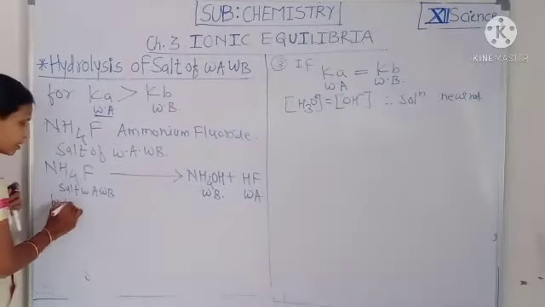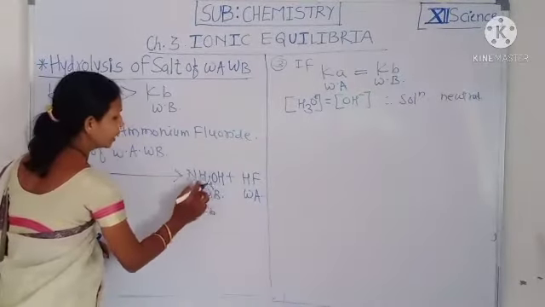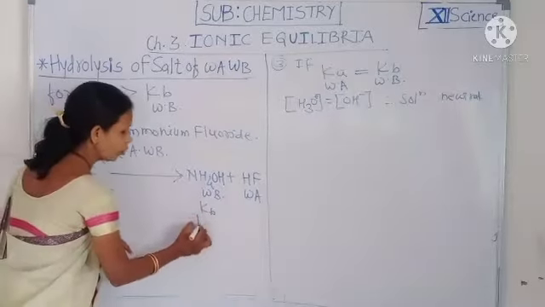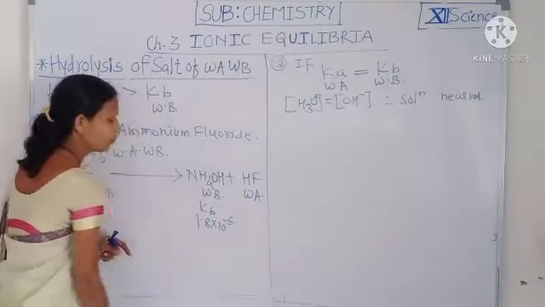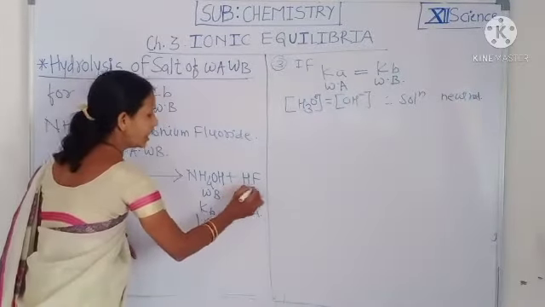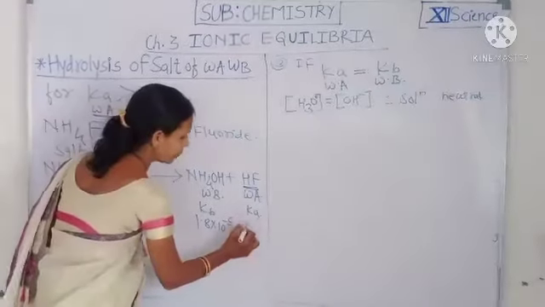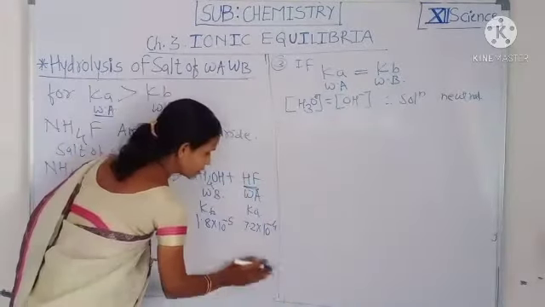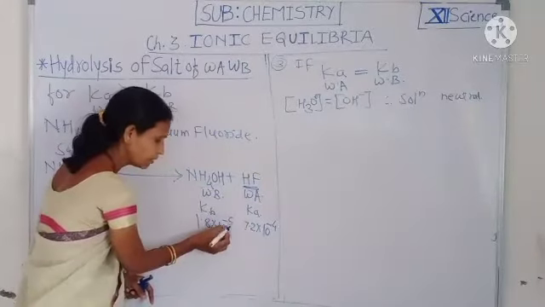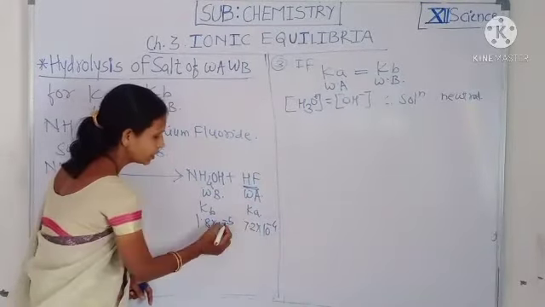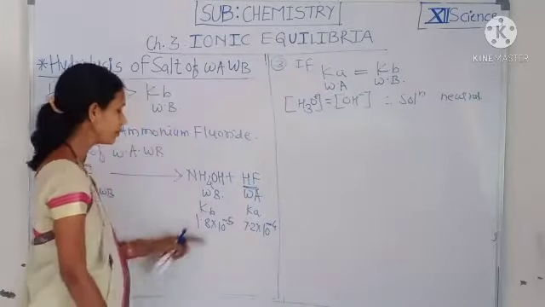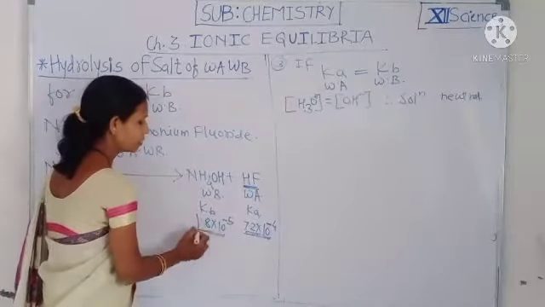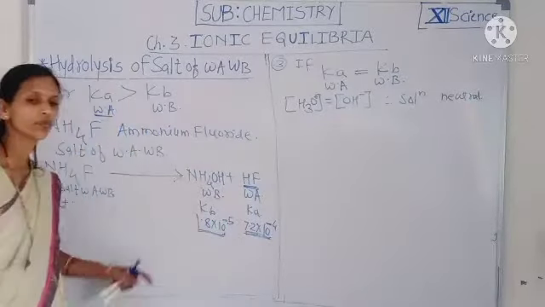But here the Kb of NH4OH is 1.8 into 10 raised to minus 5, and Ka of HF is 7.2 into 10 raised to minus 4. Then see here, the index of 10 is minus 5 and here minus 4. Therefore, this value for HF is greater than this value of NH4OH, that is weak base.